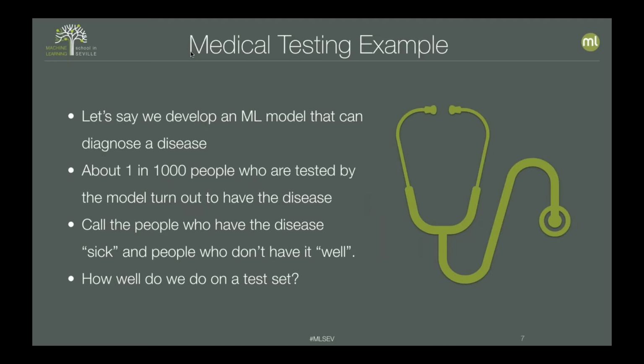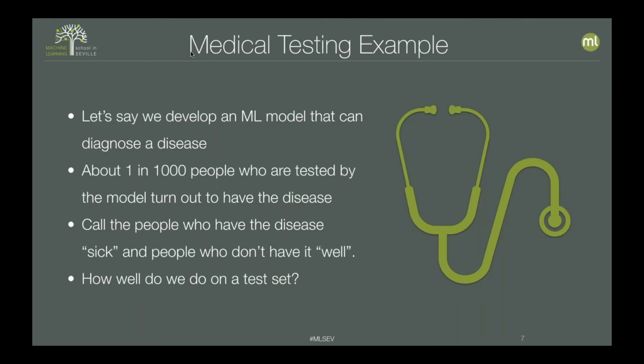Well, let's go back to the medical testing example, where, as we say, they use the AUC typically, but for purposes of argument, let's just say that we need to pick something useful here for this particular problem. So we have an ML model that'll diagnose a disease, and let's say about 1 in 1,000 people who are tested by the model turn out to have the disease. So we have really unbalanced data, right? We have data where 1 person out of every 1,000 is positive and the rest are negative.